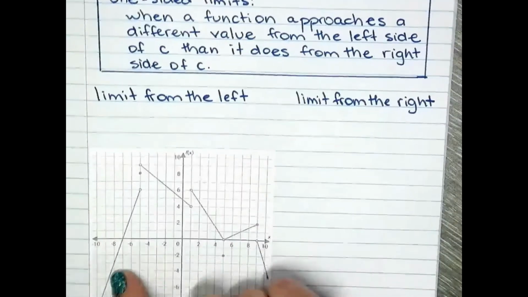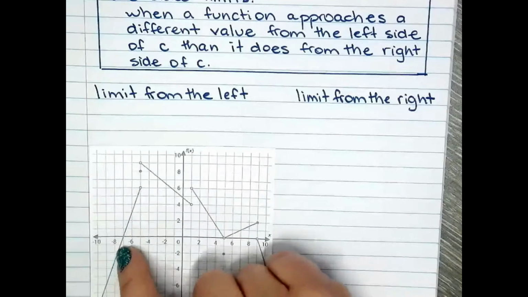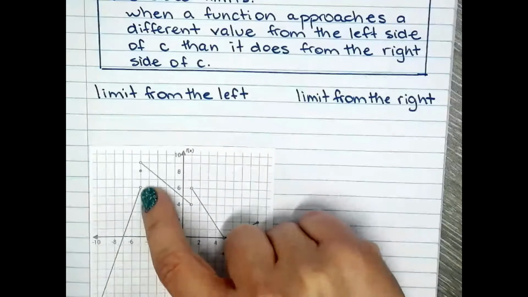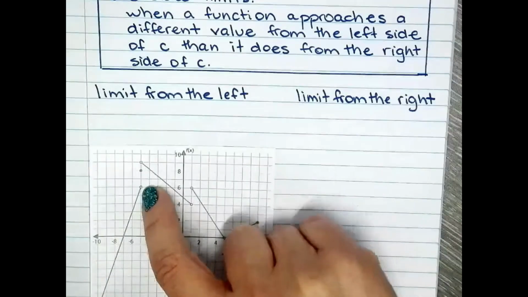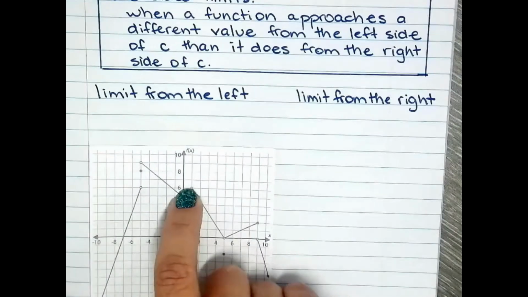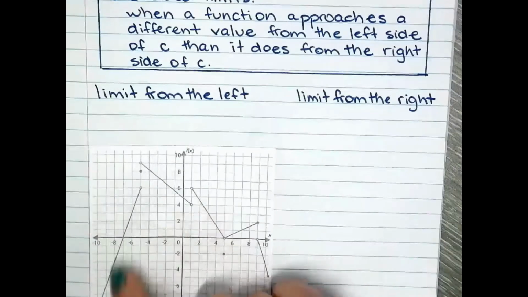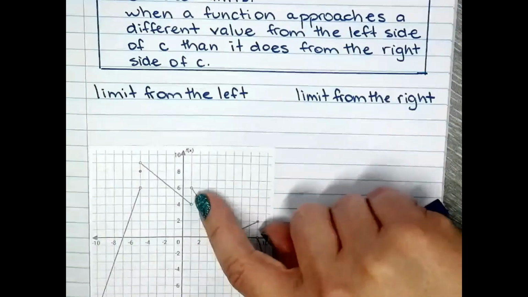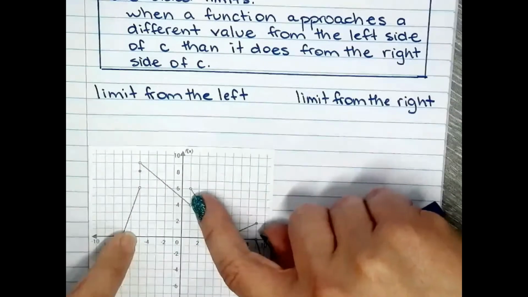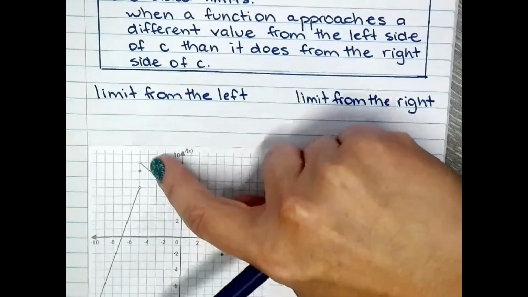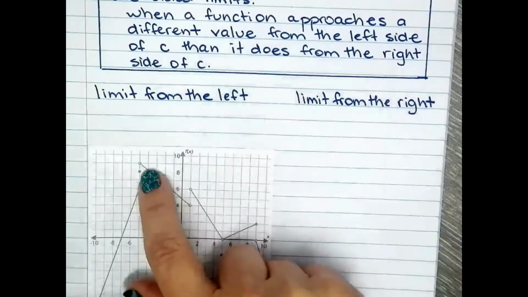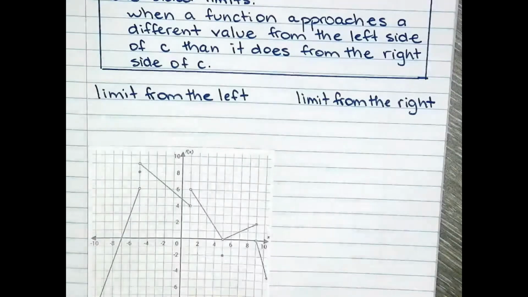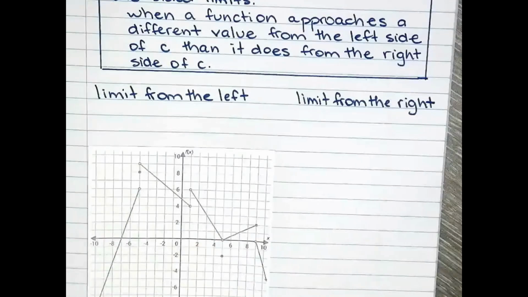If we're approaching from the left, we go over here. This is -5. This is our limit right here, approaching from the left, and the value would be 6. But if we're approaching -5 from the right, it would be that one right there. So it will be a different value. It will be 9. Okay? But we will give you an example when we get there.